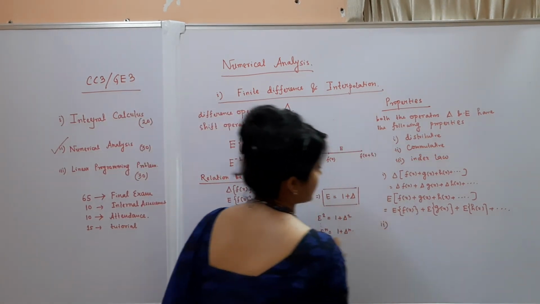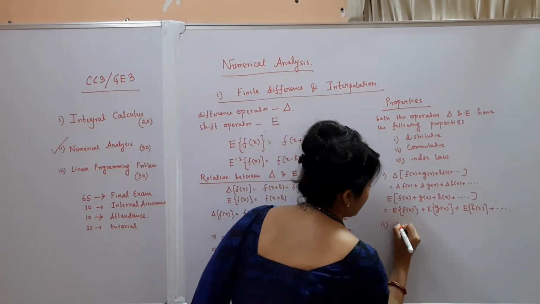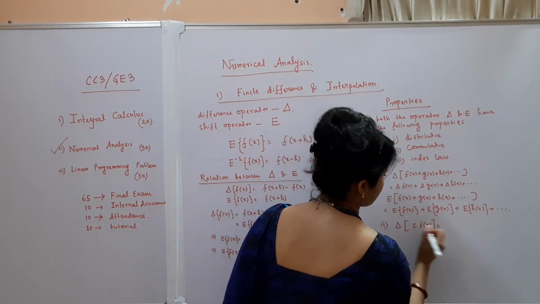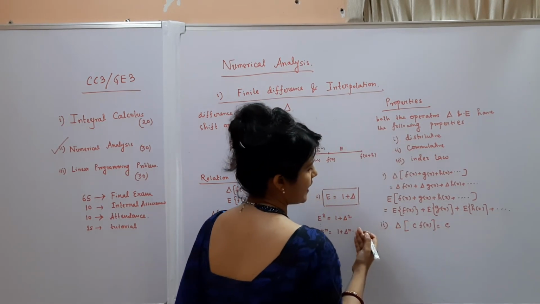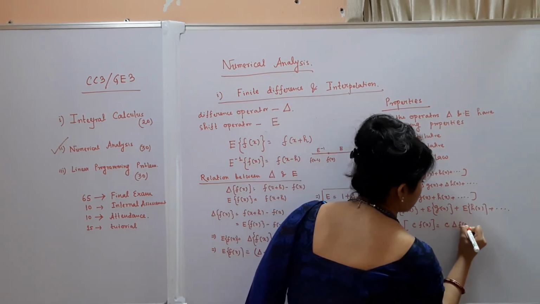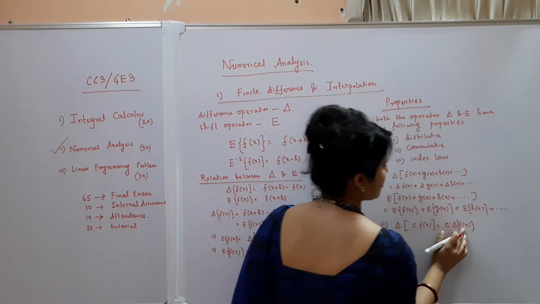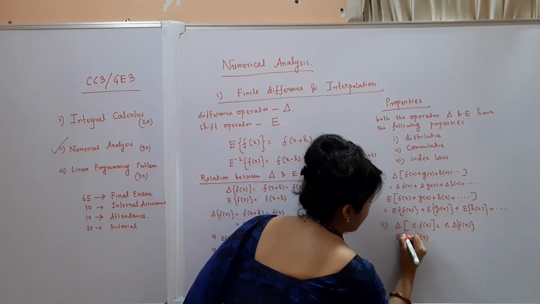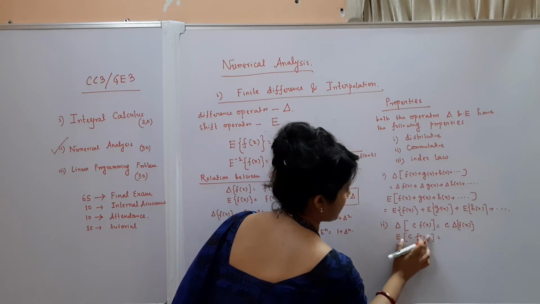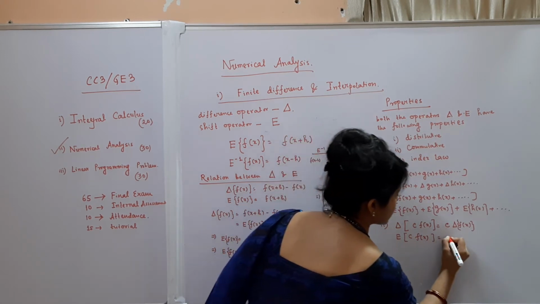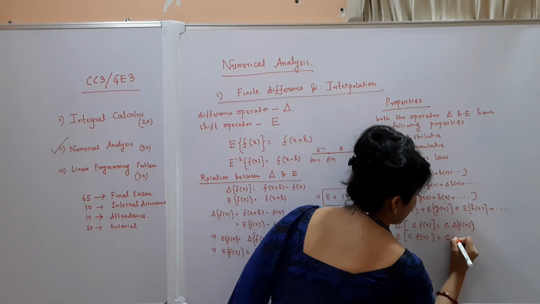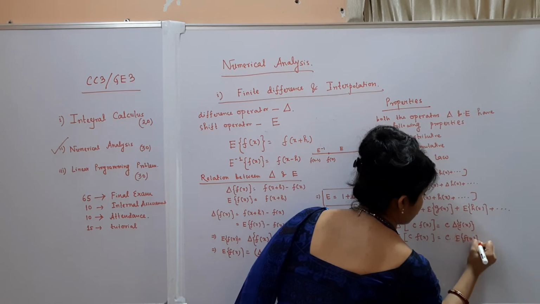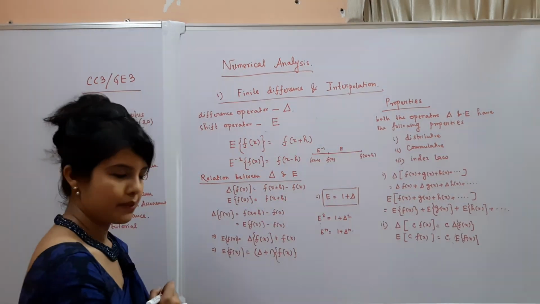The second one is the commutative property. Whenever delta is applied on a function multiplied by a constant, this constant can easily come out and the operator will be applied only on the function. It is also similar for the shift operator. If the shift operator is applied on a function multiplied by a constant, then this constant can come out, leaving E f of x. So this is the commutative property.